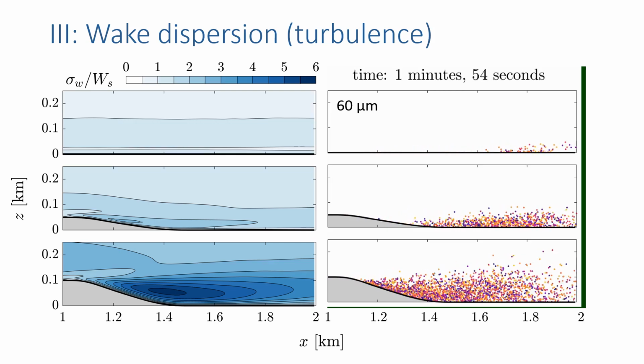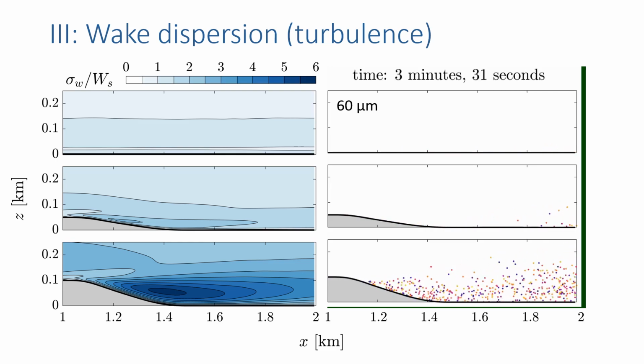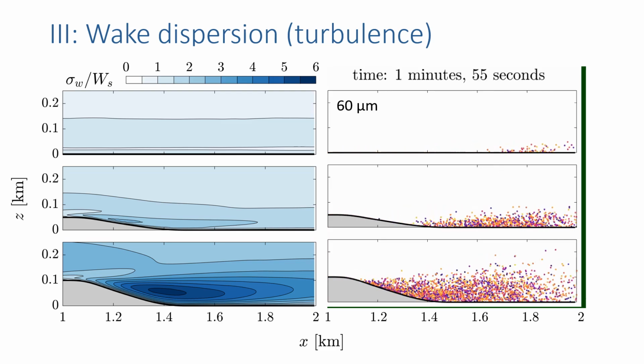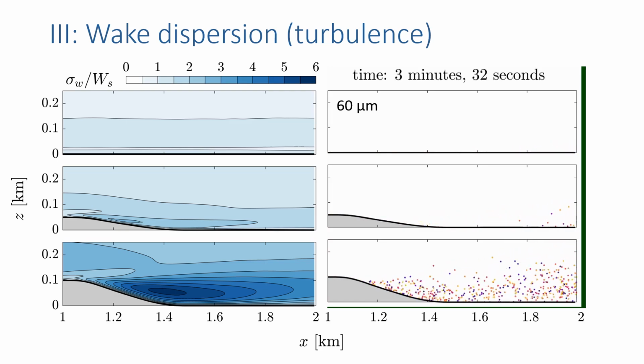And this is apparent in the animation on the right, where you see that the particles released behind the crest are reaching a very wide range of positions, including many of them reaching up above 100 and 200 meters in altitude as they exit the domain.